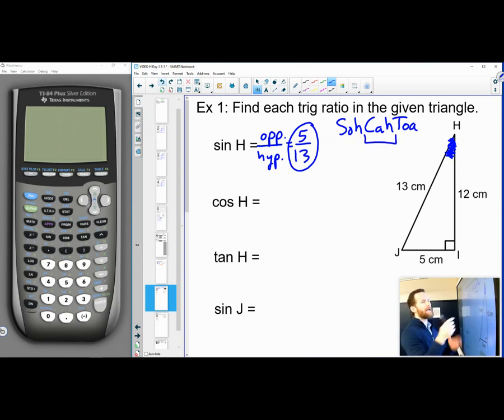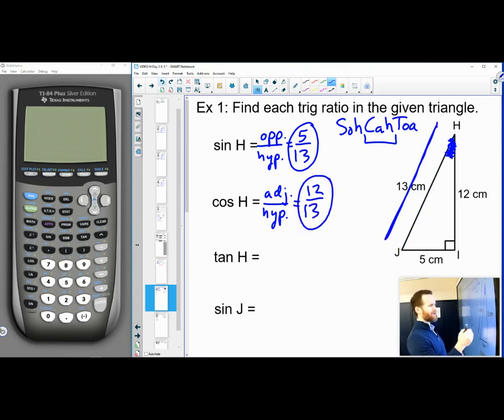So we have to turn our attention to the middle part of SOHCAHTOA, the CAH, because remember, C stands for cosine. So we're still focused on angle H, which is good. And let me see. So cosine, if we're looking up here, it's adjacent over hypotenuse. And the adjacent leg is the leg that's touching our angle of H. That would be 12. Over the hypotenuse, well, that's still 13, because that's across from the 90-degree angle. There's only one. There we go. And that's it. 12 over 13, all done.